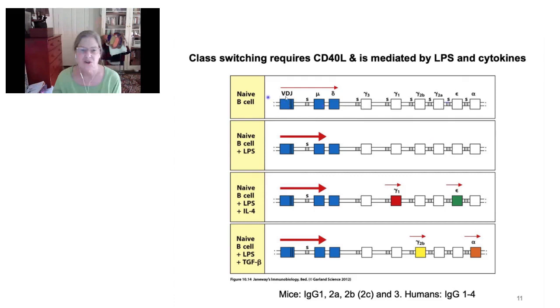So we've got our rearranged VDJ, mu, and delta. And see these little S's? Those are switch regions. So a protein called activation-induced cytidine deaminase is what is responsible for class switching and somatic hypermutation. So what will happen is you will get switching, which will cut out this region and bring, for instance, this S switching region, cut out everything in between and jump over to here, where now you're going to be making a gamma-1 heavy chain or an epsilon, so there's IgE heavy chain.